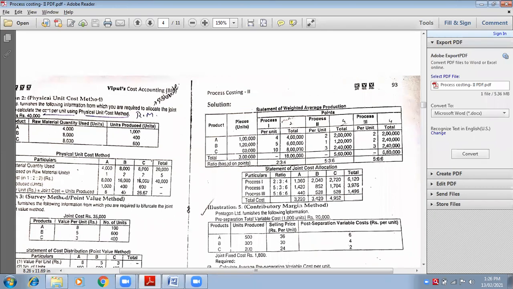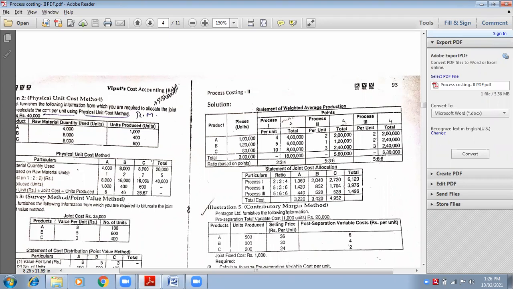Now what we have to do, we have to get the total of the amount column. What is the total of the first amount column, process 1? 4 lakh plus 6 lakhs, 10 lakhs. 10 lakhs plus 8 lakhs, 18 lakhs. Is it correct? Yes, ma'am. Next we have the total 2 lakhs plus 120 plus 240, 560. And same way for third, it is 6 lakhs 80.